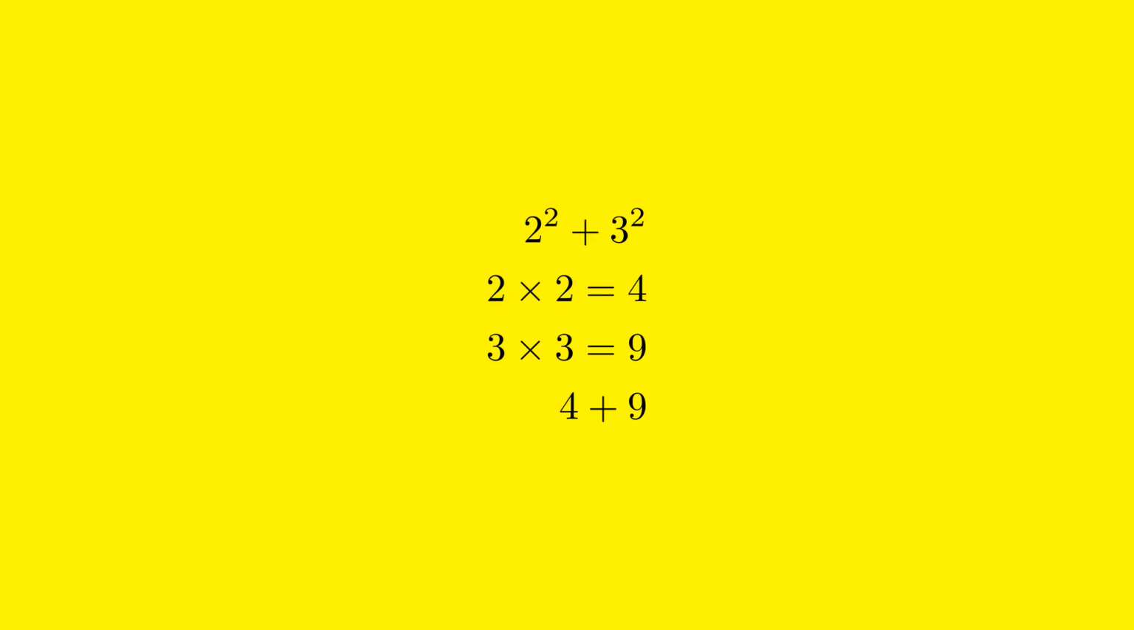To sum up, in this step, the initial expression is transformed from 2 raised to the power of 2 plus 3 raised to the power of 2 to simply 4 plus 9. The reasoning behind this is based on the rule of exponents, which states that a number raised to a power is equal to that number multiplied by itself, however many times the exponent indicates.